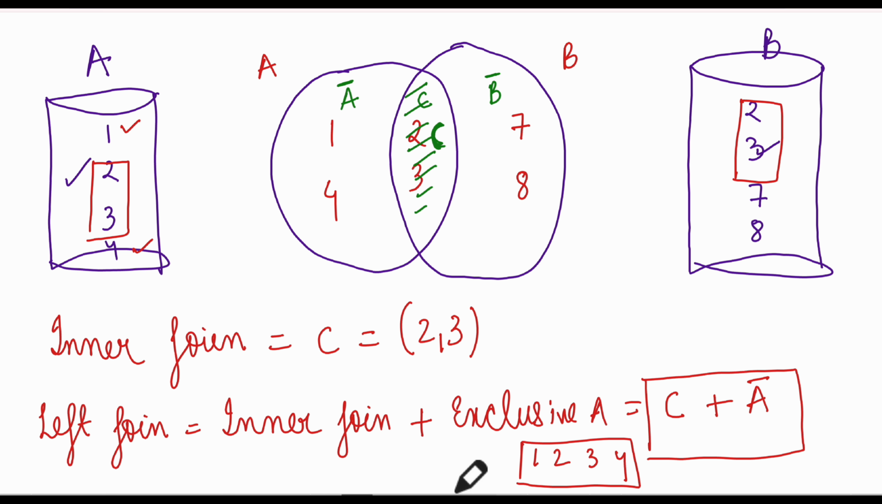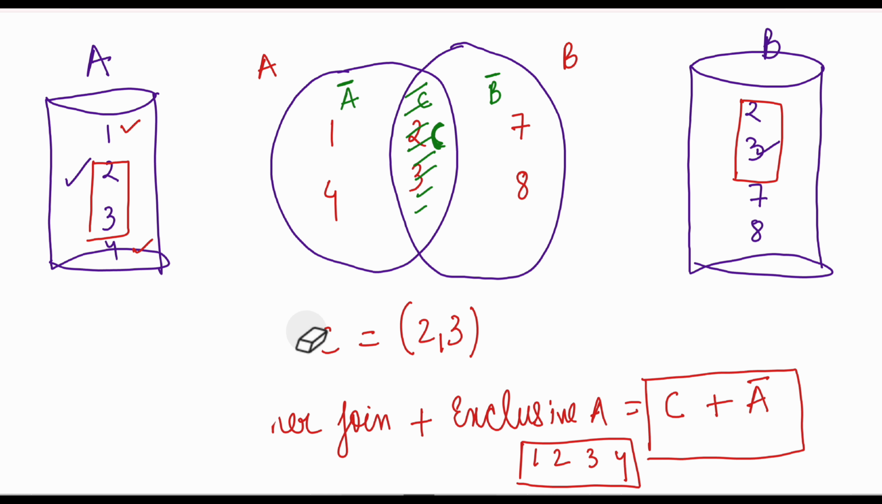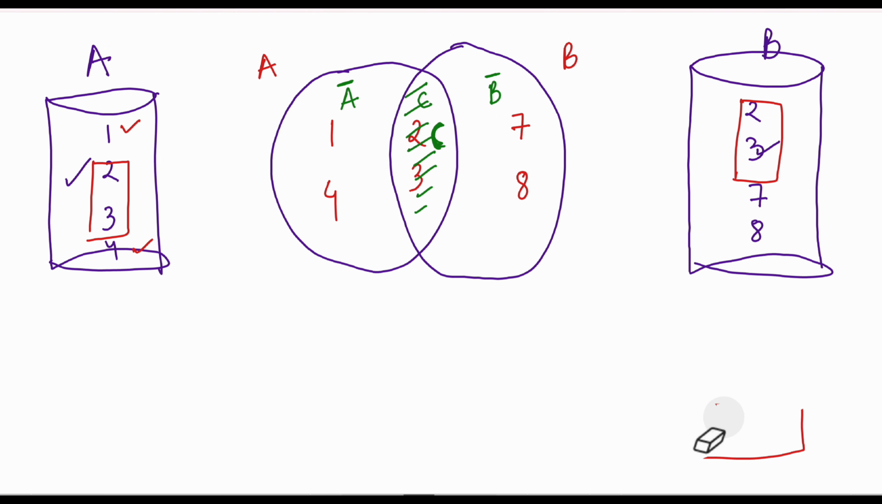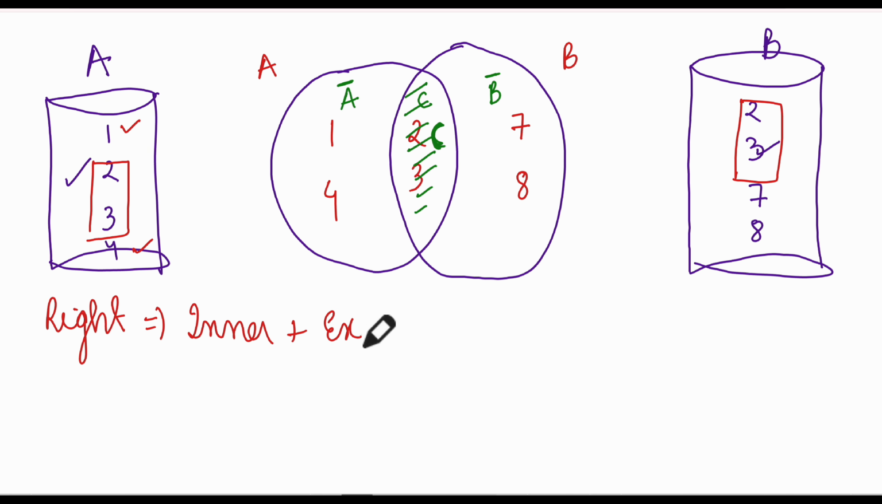Now let us move towards the right join and the full outer join. What do they mean? For example, let me remove this. Now let's try. Similarly, what will be the right join? If I place A and B together, right join will be inner join plus the part exclusive to B, that is B hat. So what will it be? It will be 2 and 3.